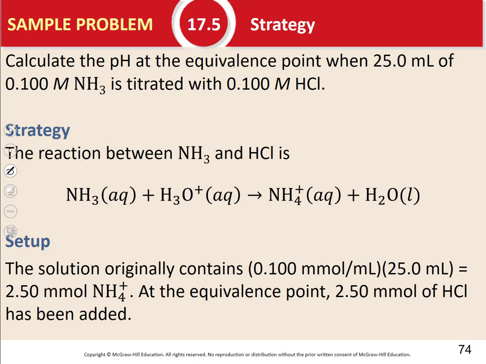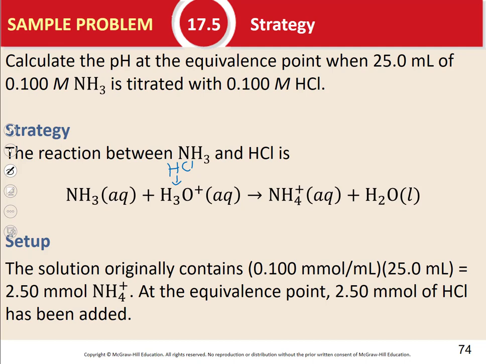So here's our reaction. Hydronium is from the HCl. So HCl is making the hydronium. Ammonia reacts with hydronium to make ammonium and H2O. Now, at the equivalence point, we have equal moles of the acid and the base. Because we're not told what volume is being added of the acid, let's figure out what volume of acid we need to add to make the equivalence point.